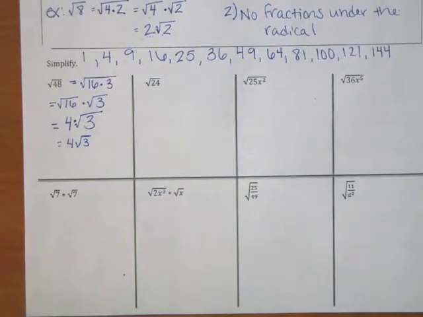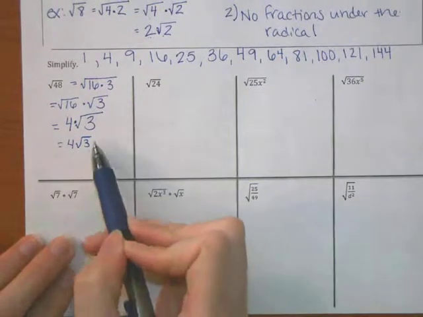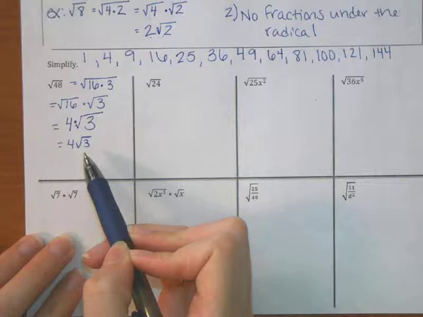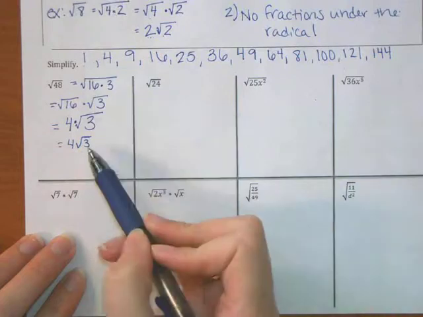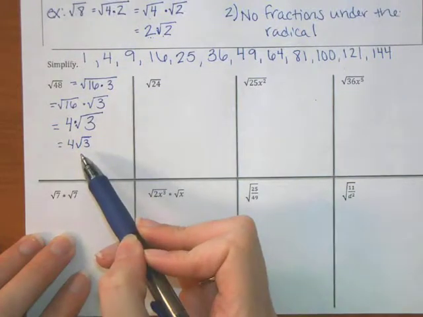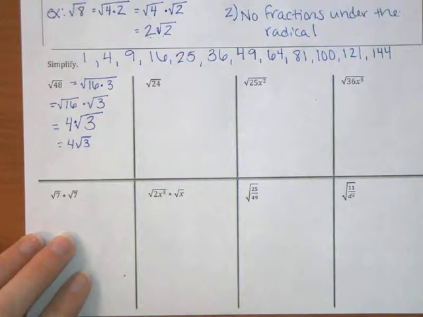Okay. And then we can make sure that this is in simplest radical form, checking our two things. Are there any perfect squares that go into 3? No, right? It starts right here, so 1 is the only one less than it. Are there any fractions under our radical? No, so we're good. That is now in simplest radical form.